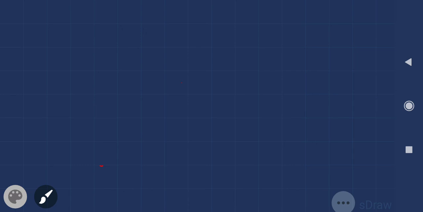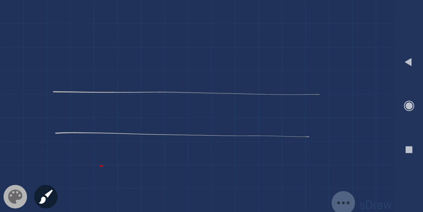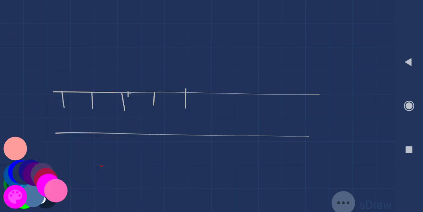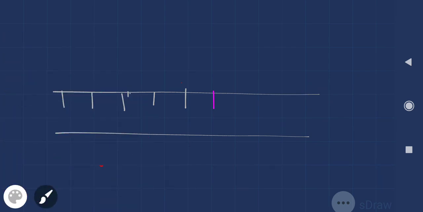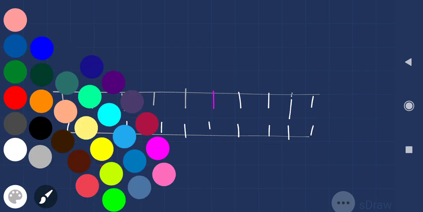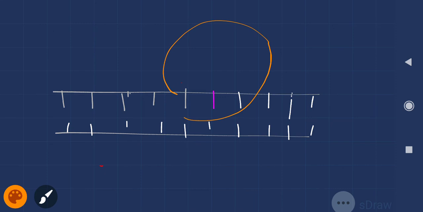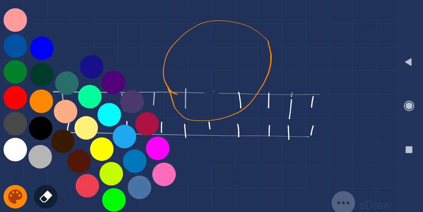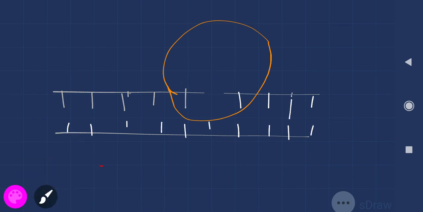It is accomplished by flipping of the damaged base. Suppose there are nucleotides, and suppose this is your damaged nucleotide. Only in one strand it occurs. So DNA glycosylase binds, and what it does is it flips that damaged base to the outside.